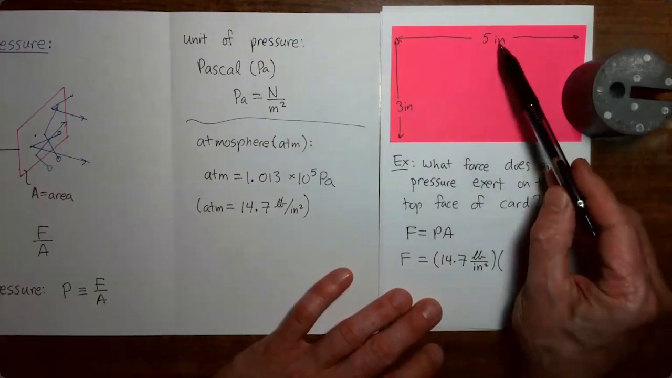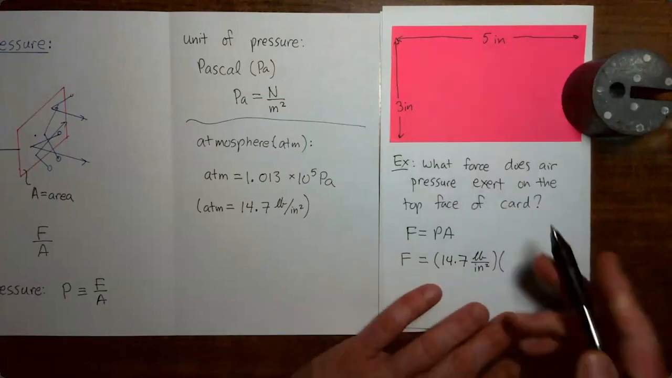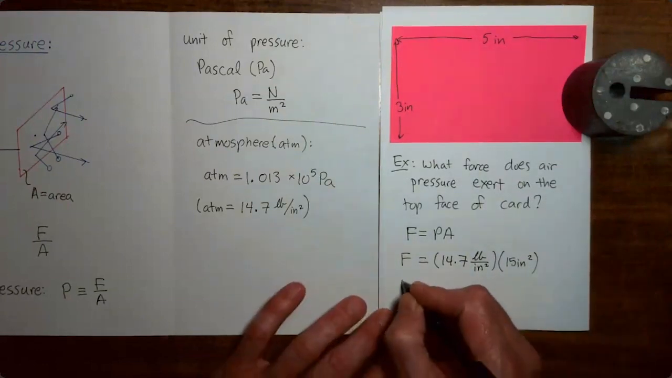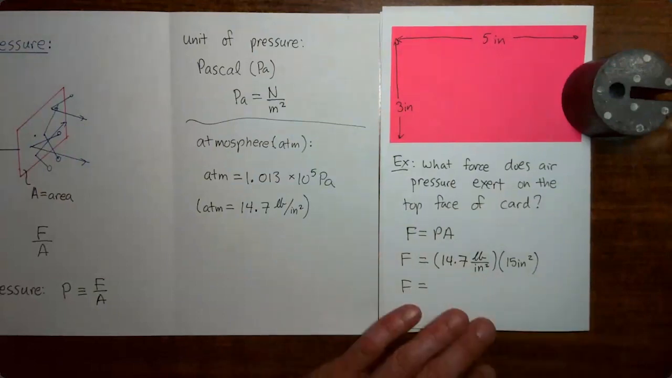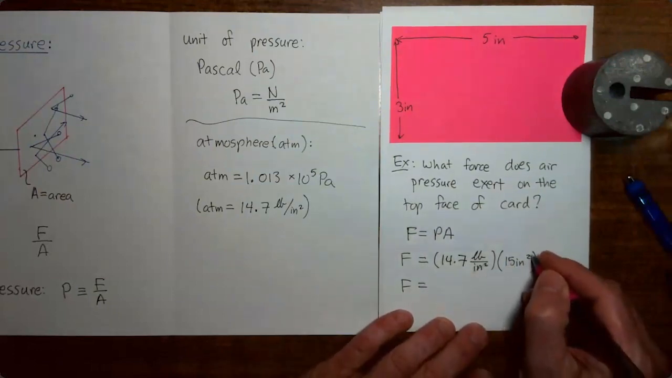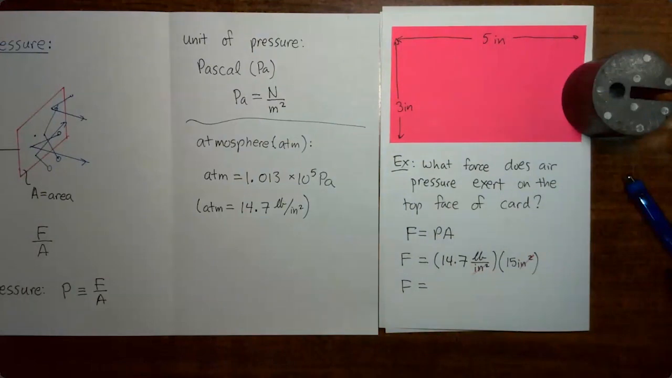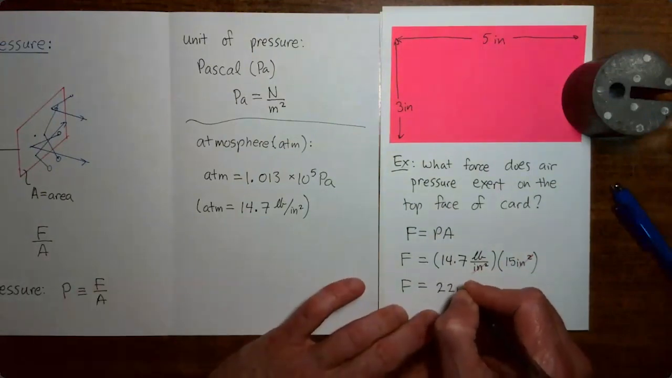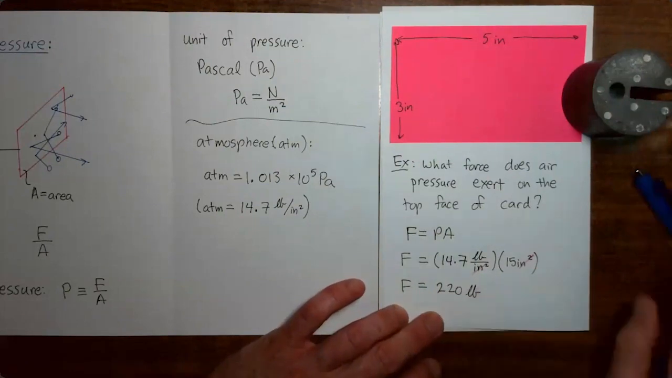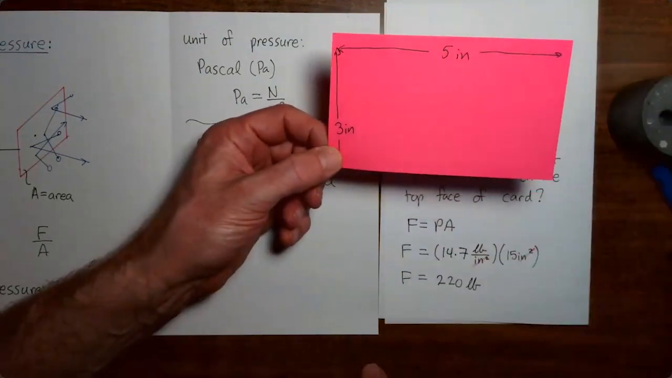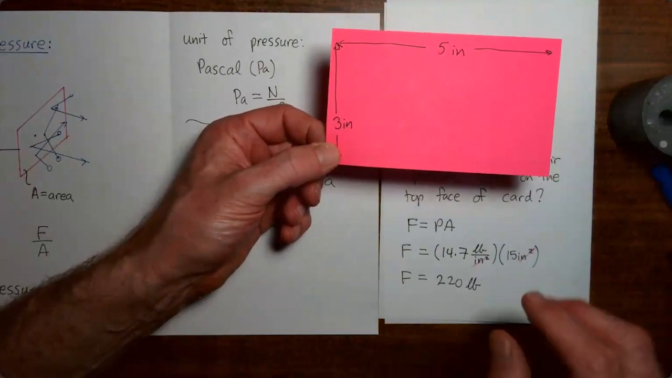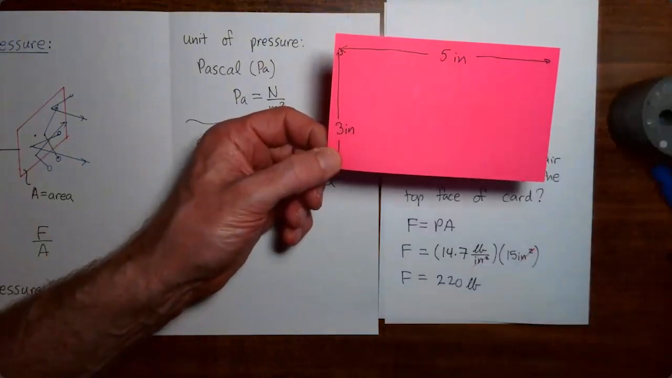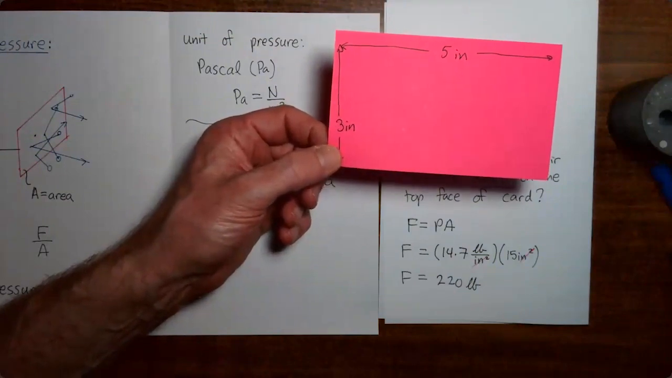The area of the card is 5 inches times 3 inches, which would be 15 square inches. Square inches cancels square inches. So punching that into my calculator, I get 220 pounds. So according to this calculation, air pressure is pushing down on this card with a 220-pound force.